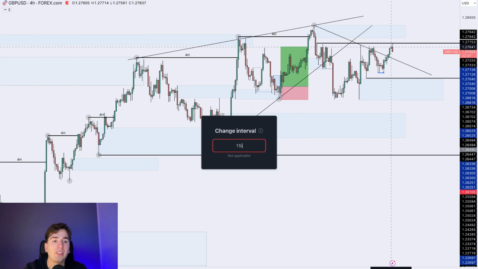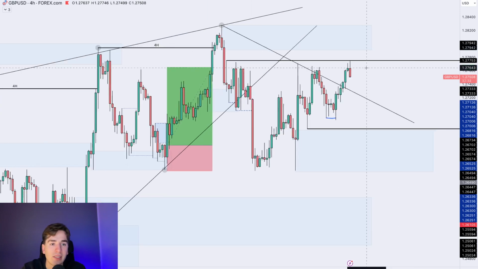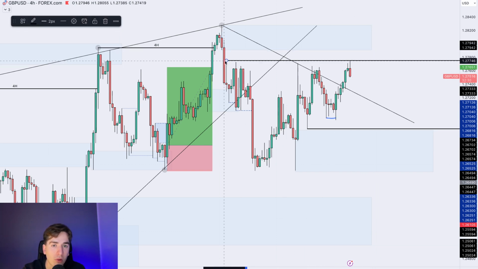So what am I looking for today? Still, I would just like to see one more push up, grab liquidity from that area of supply or above this high, and then, for example, a short, or just a rocket down and grab liquidity below this low and tap in towards this demand zone.